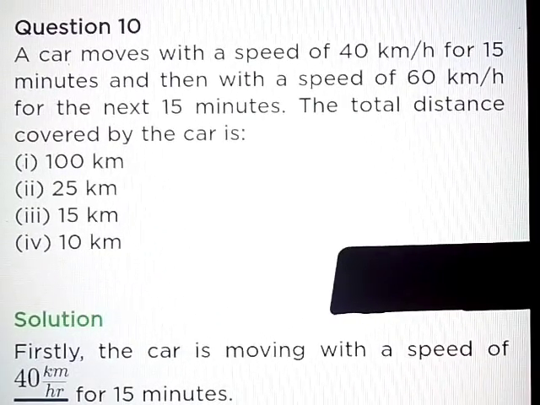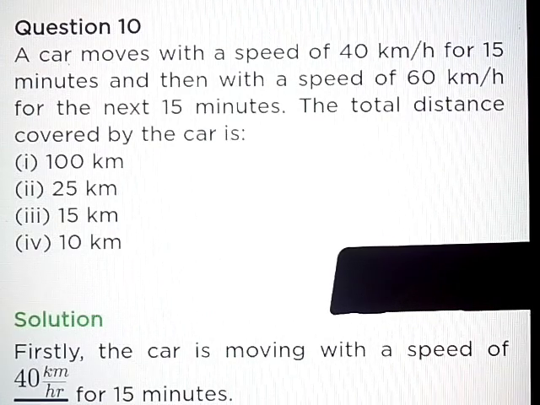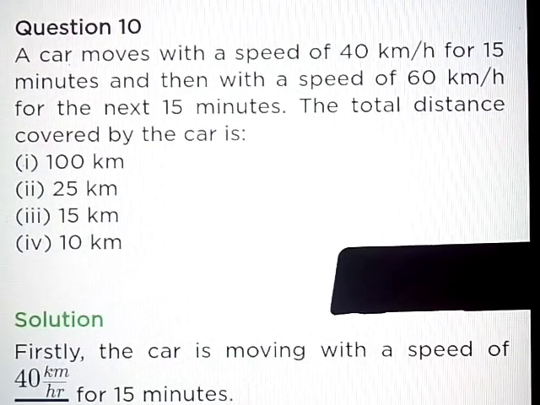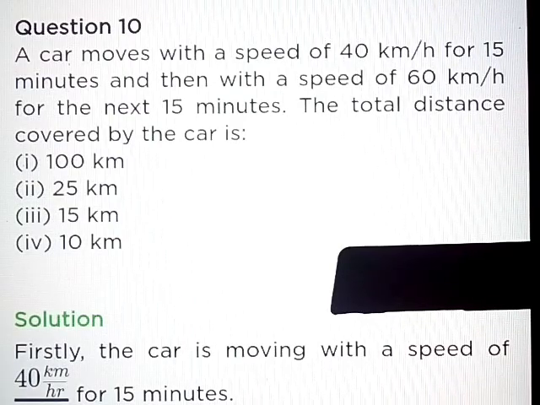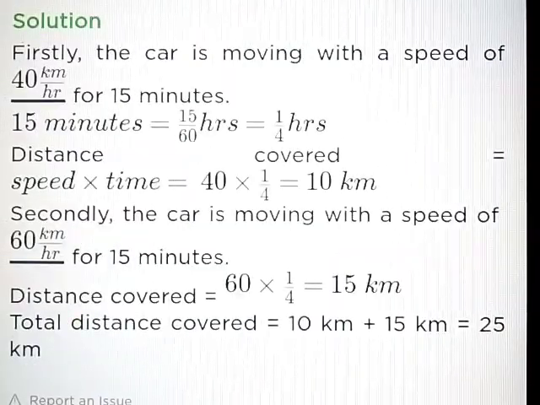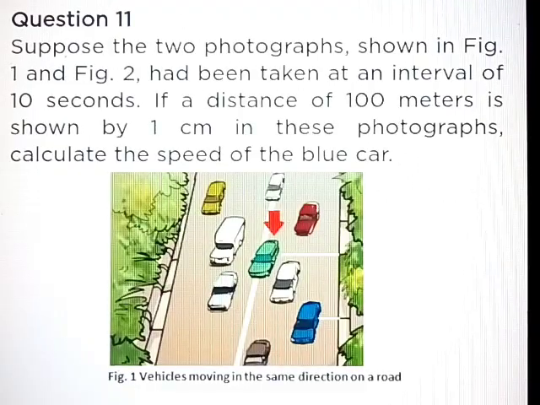Question number 10. A car moves with a speed of 40 km per hour for 15 minutes and then with the speed of 60 km per hour for the next 15 minutes. The total distance covered by the car is? Answer: 25 km.